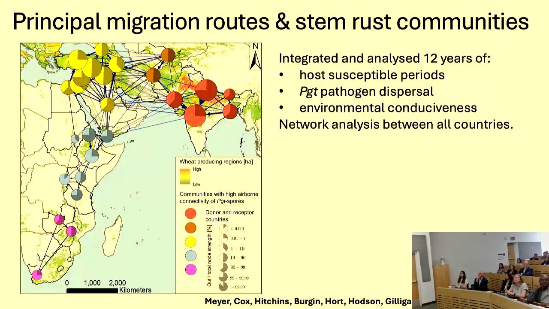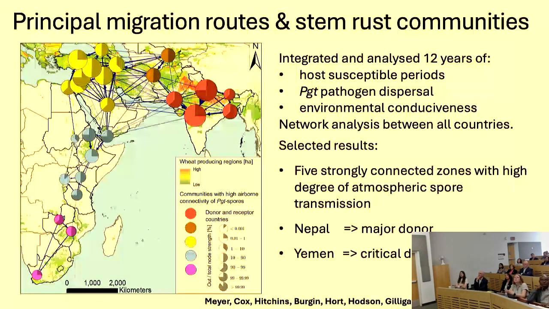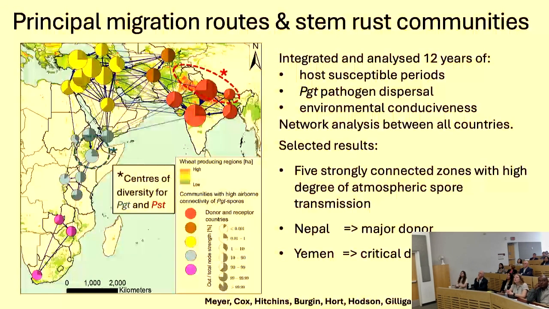So there's several different messages coming through. There's sort of 5 strongly connected zones with a high degree of spore transmission within them, but also between them. Nepal, for example, with a larger shaded region, is a net donor, and Yemen's a critical stepping stone between Asia and Africa for stem rust dispersal. And also to point out, like Dave was showing as well, the Himalayas are a clear center for genetic diversity for stripe rust, and Ethiopia is for stem rust. So we can start to get a sense of where disease might spread.